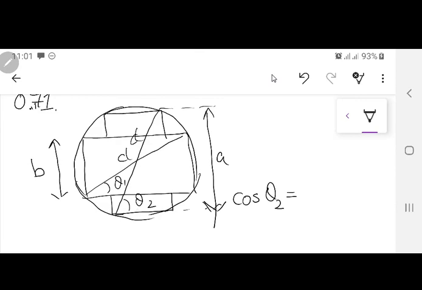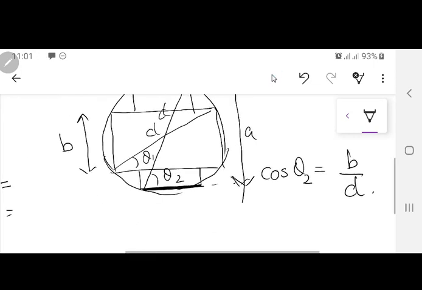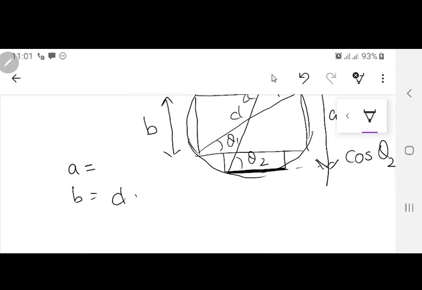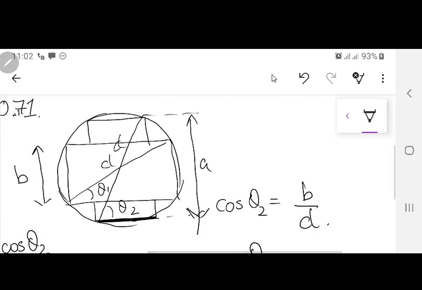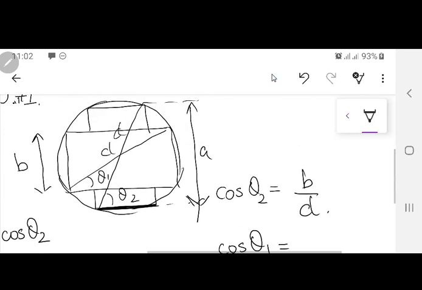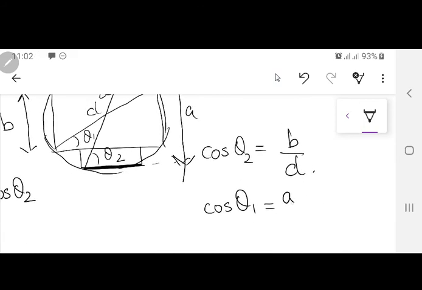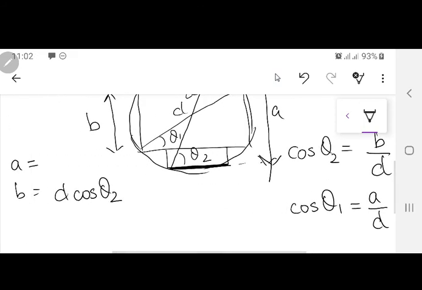Cos theta 2 will be the length of the base by the hypotenuse. So this is equal to B over D, which means B is equal to D cos theta 2. And then what about cos of theta 1? It is A over D, not A over B. So this means A is equal to D times cos theta 1.